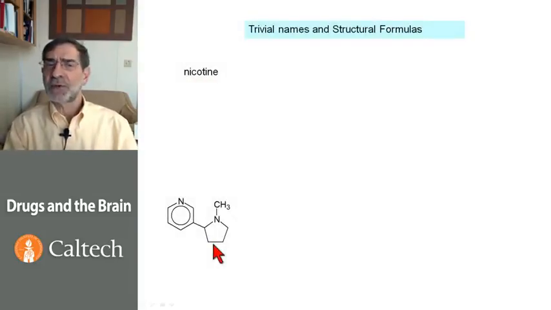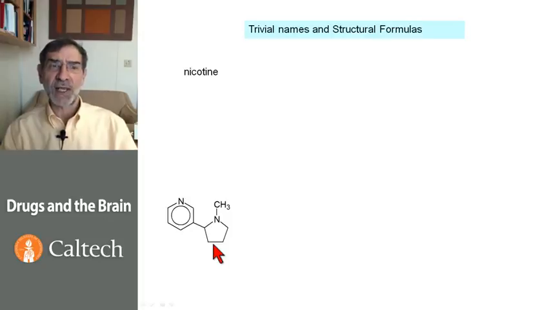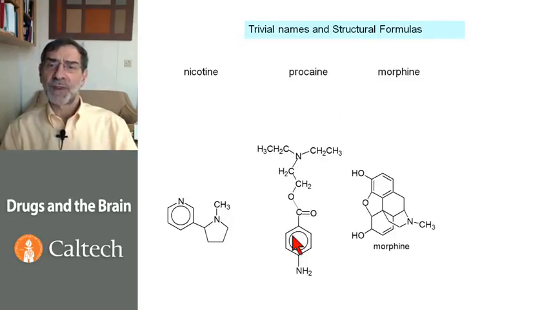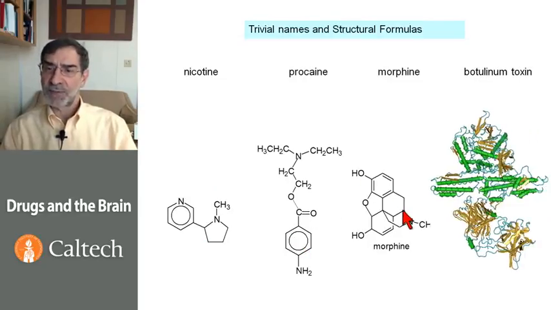So let's talk about trivial names and structural formulas for the 4 drugs we're going to consider in this session and in the next session. First, of course, will be nicotine. We'll also discuss procaine, we'll discuss morphine, and we'll discuss botulinum toxin. So these are our 4 example drugs for this session.